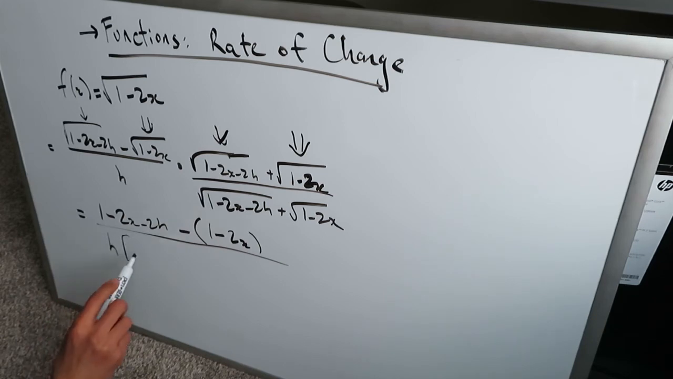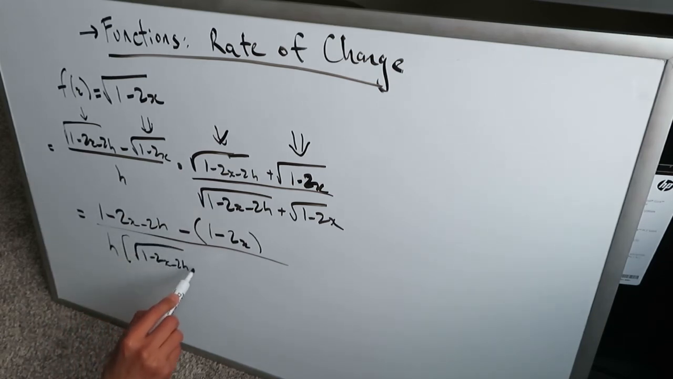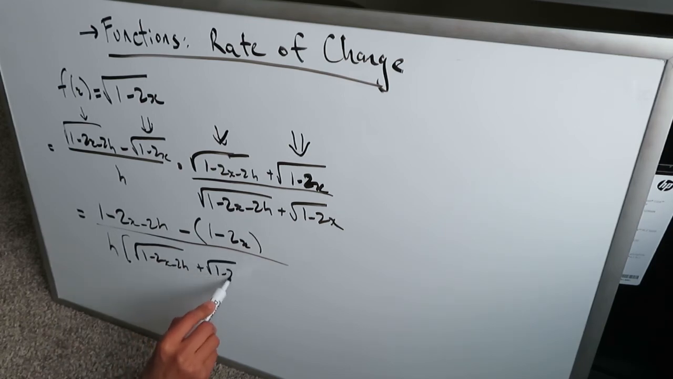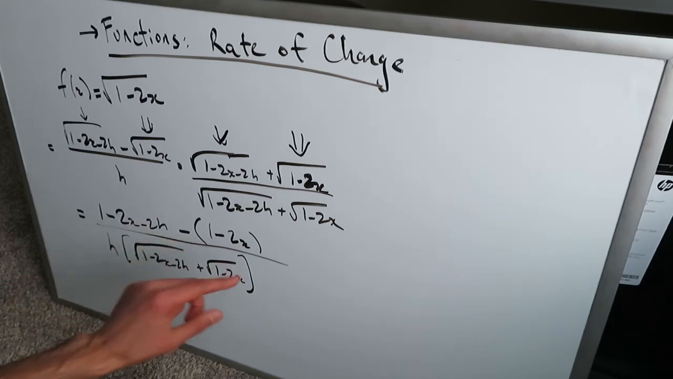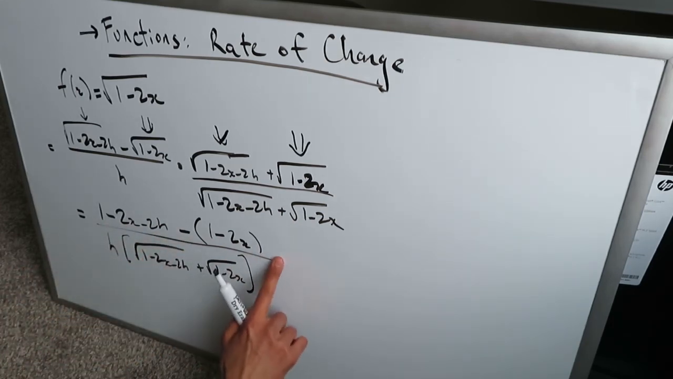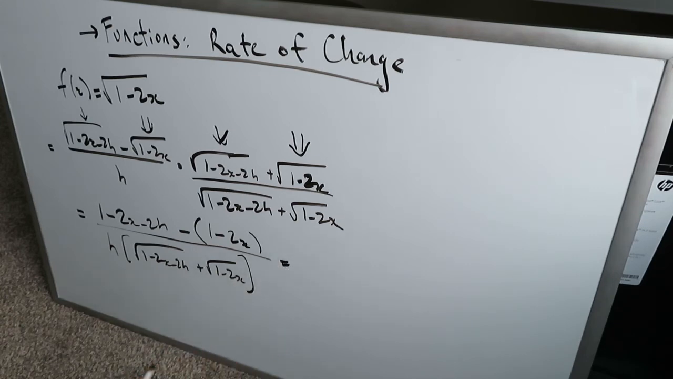Keep everything in a parenthesized manner. 1 minus 2x minus 2h plus root of 1 minus 2x. Close this parentheses. Now we basically have to simplify the numerator, and this is how it's going to be. I'm going to do these steps in my head.